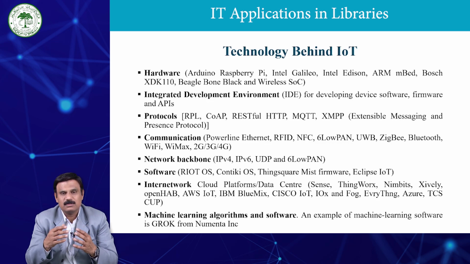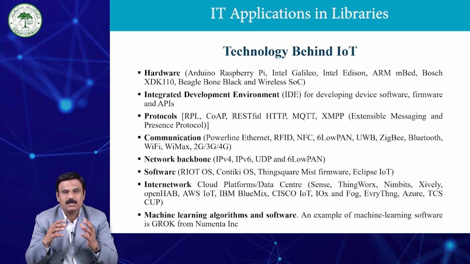Then the third technology required is in the field of communication. We need Power LAN, Ethernet, RFID, NFC, 6LoWPAN, UWB, Zigbee, Bluetooth, Wi-Fi, WiMAX, 3G, 4G, 5G, etc. That is required for communication. And as a network backbone, we need IPv4, IPv6, UDP, and 6LoWPAN. And for the software part, we require RIOT OS, Contiki OS, ThingSquare, Mist firmware, Eclipse IoT.